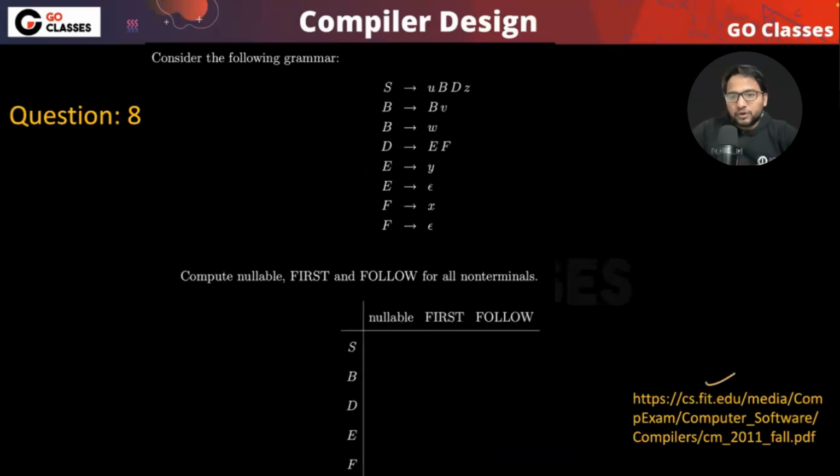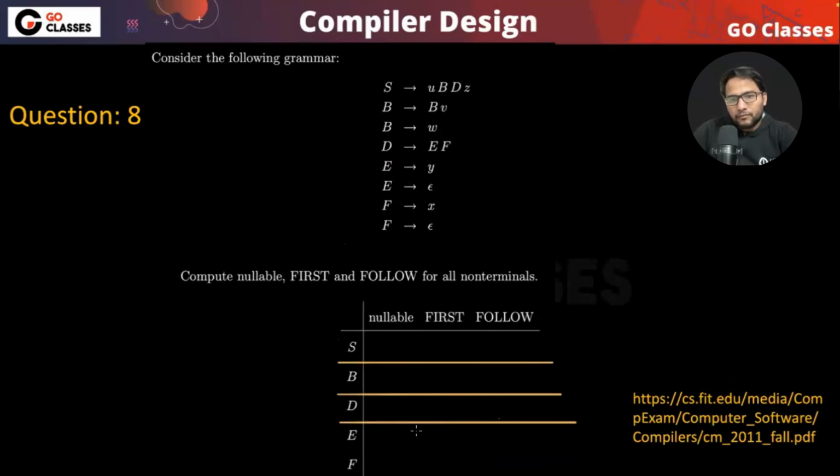Now let's see this question. This question I have taken from this university. The same kind of question: compute nullable, first and follow of these non-terminals. First tell me, is S nullable? Is B nullable? Just tell me what the nullable symbols are here. Is S nullable? See, E is nullable. I think F is nullable, right? S is not nullable. B will be at least producing this. Capital D could be, because of E and F. So these are nullable and these are not nullable.